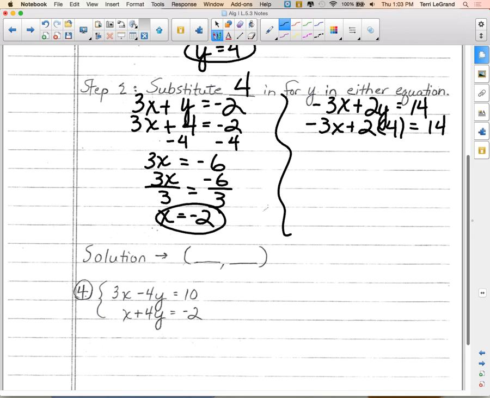So I get x equals -2. Anybody else use that equation? Hands up. Anybody use that equation? You get your x value? Okay. Anybody use this one? Okay. What answer do we get when we use this one? What? -2?